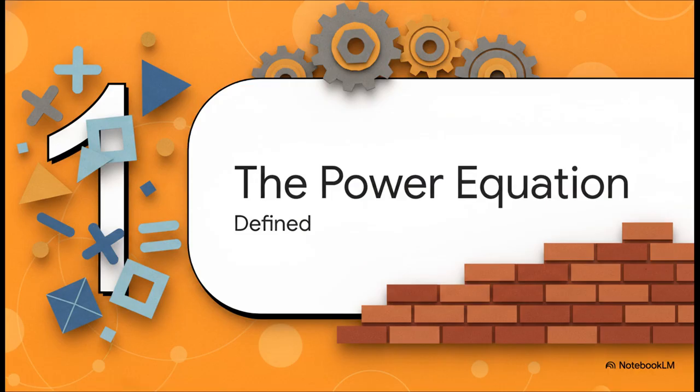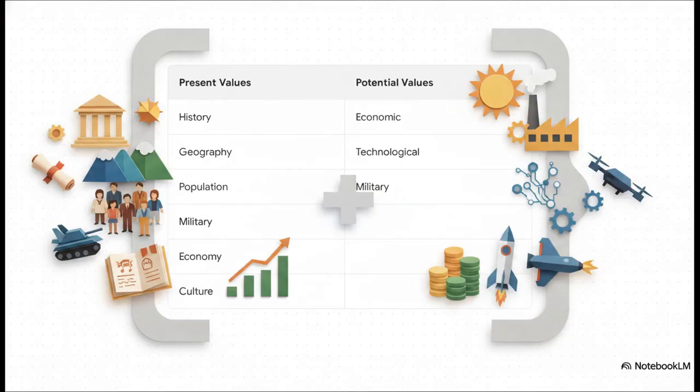Part 1, the power equation defined. So, a country's raw assets basically fall into two buckets. First, we have present values, or PV. This is the stuff you already have in the bank: your history, geography, population, and your current military or economic strength. Second, you have potential values, or POV. That's your future economic, technological, and military capabilities. The first bracket of our equation simply adds these two together to create a baseline score. But here's the catch. A massive baseline score is totally meaningless without the second half of the equation.